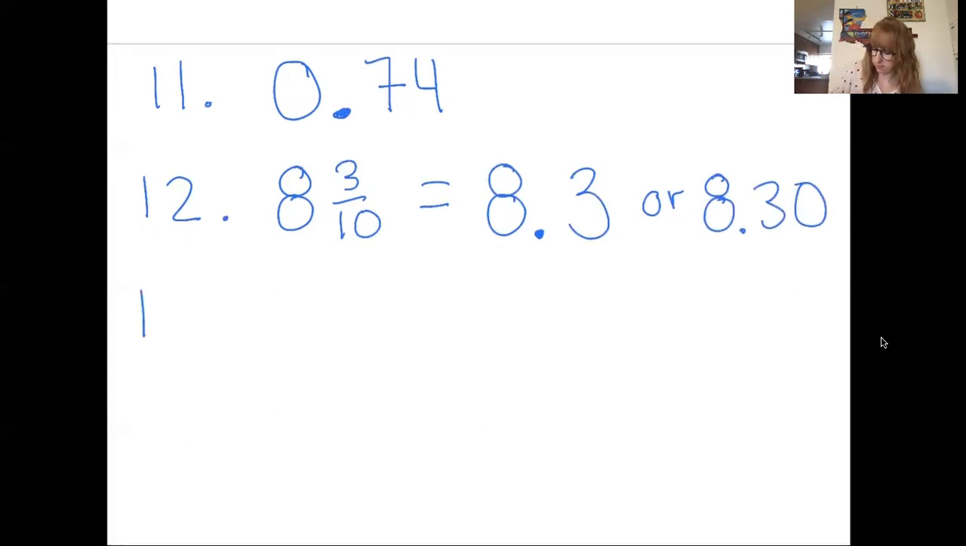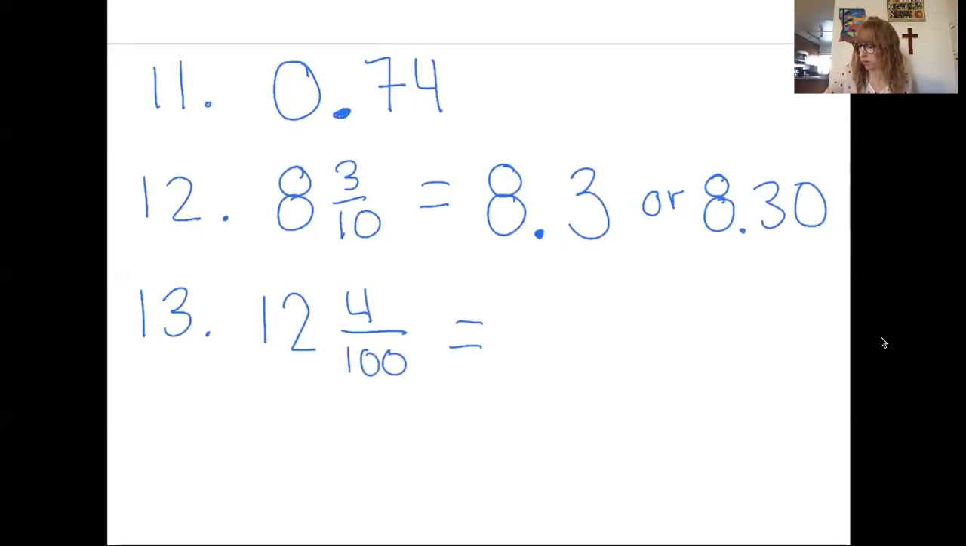For 13, we have 12 4/100. So we write our whole number again first, always. We put our decimal point, and we put a 0 placeholder for the 10ths place and a 4 in the 100ths place. This tells us $12.04 or 4 cents. And finally, 14.